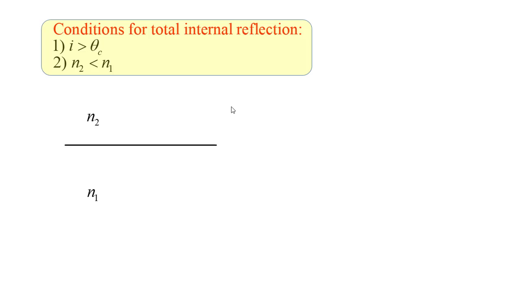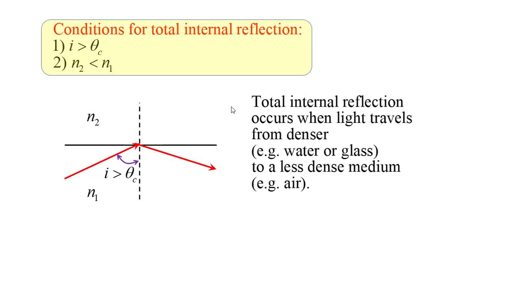If we have n2 and n1 here, as light goes from n1 toward n2, it will be totally internally reflected. It is reflected within the first medium itself. It has not passed to the second medium. It has not refracted, because this angle is above the critical angle. In this case, I is simply larger than θc, the critical angle. Total internal reflection occurs when light travels from a denser medium, for example water or glass, to a less dense medium, for example air.